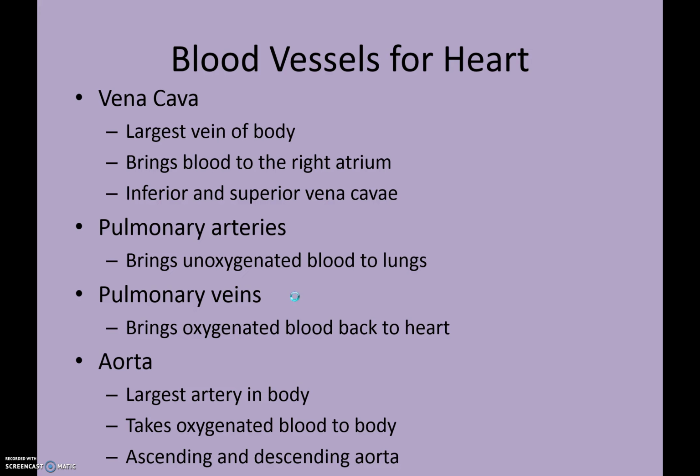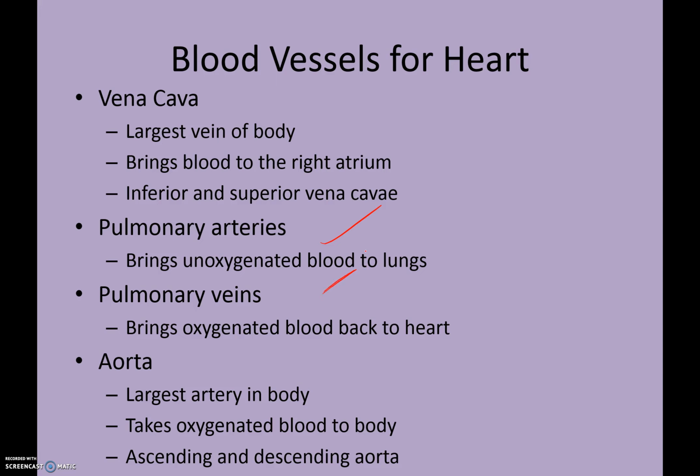Now, I've already mentioned this, but just to recap, the vena cava is the largest vein of the body. It brings blood to the right atrium. And remember, we talked about there being inferior and superior parts of it. So when we talk about them collectively, we say inferior and superior vena cava. Remember, the superior is the one above the heart. The inferior is the one below the heart. And we also have pulmonary arteries, which bring unoxygenated blood to the lungs, and pulmonary veins, which bring oxygenated blood back to the heart. Remember, these are our two exceptions, so don't forget that.